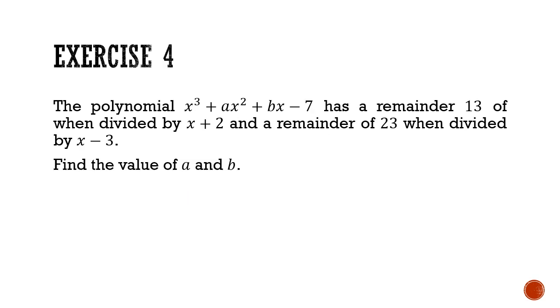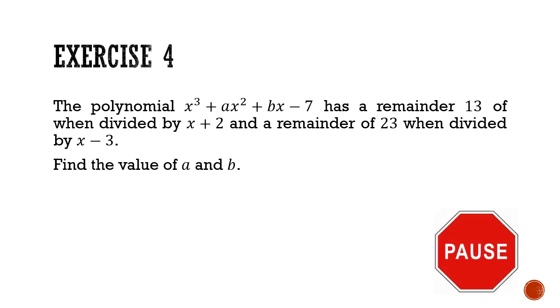Exercise 4. The polynomial x cubed plus ax squared plus bx minus 7 has a remainder of 13 when divided by x plus 2 and a remainder of 23 when divided by x minus 3. Find the value of a and b. Pause the video here and give this question a good try.